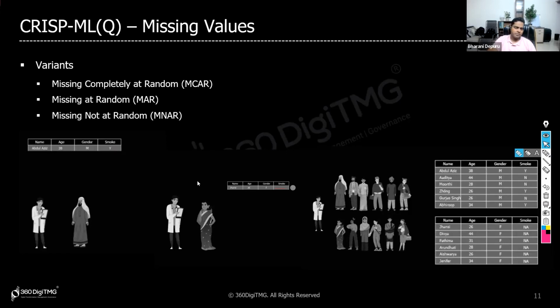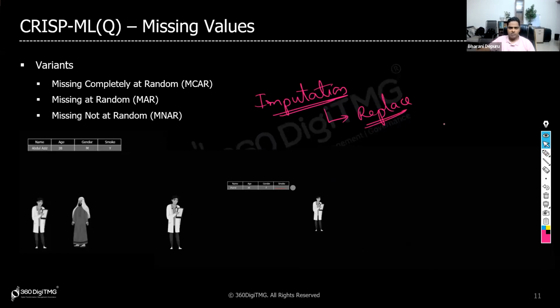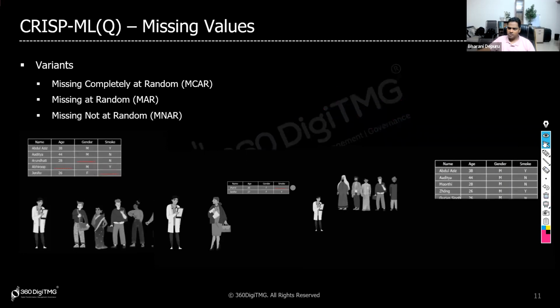Having the knowledge of this will help you perform proper imputation. What do you mean by imputation? Imputation means you replace missing values with some logical value. If the value is missing, you go and replace that value with some logical value.